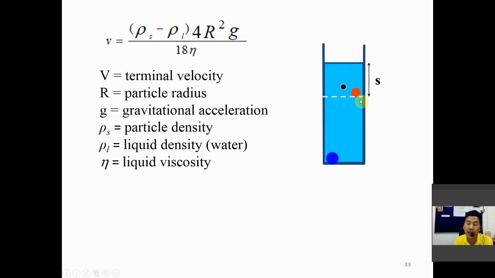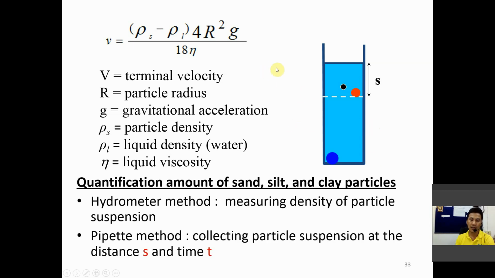So you can measure the mass of clay at that time, and then you can separate sand and silt, and then you can have the proportion in terms of percentage. The ways to quantify the amount of sand-silt-clay actually include more than this, but the two major ones are the hydrometer and the pipette method. With the hydrometer, you actually measure the density of the particle suspension. If you know the density, which is mass by volume, and if you know the total volume, you can calculate the mass of the particles that you're interested in.